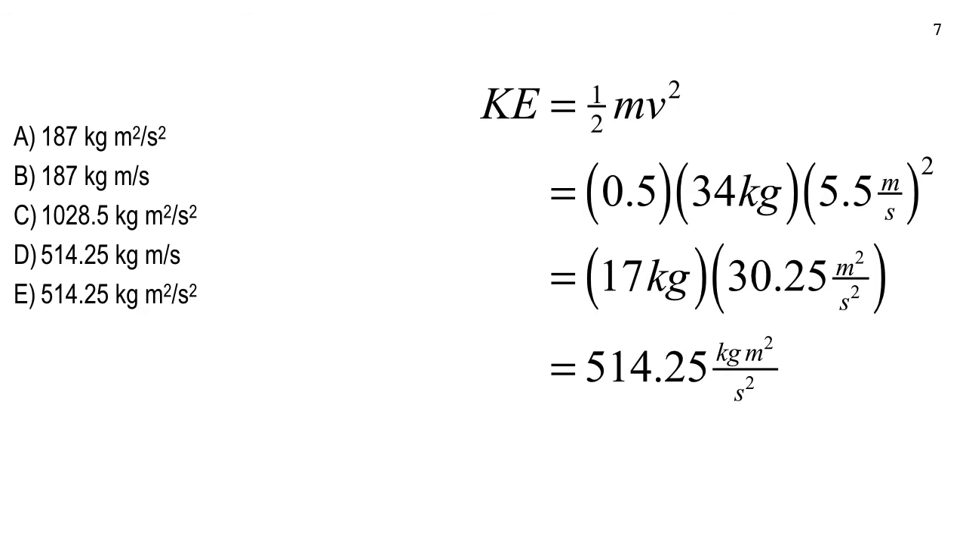Now, I want you to write that down in your notes, even if you got it right, because I want to emphasize something here. All right, so that's equal. There's your kinetic energy, and that's option E. 514.25 kilogram meters squared per second squared. Now, I want you to write down that that's also equal to 514.25 joules. Symbol is capital J.